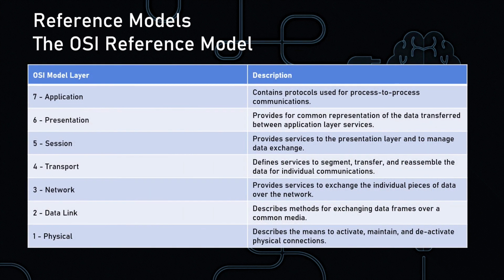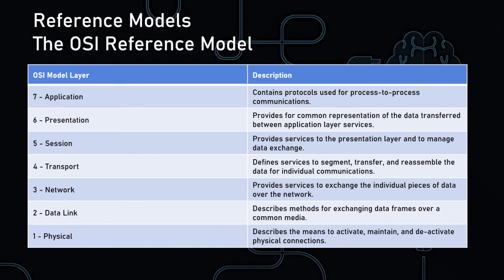The OSI reference model has 7 layers, and we traditionally read it from the top down, the top being the highest number, because that's the highest level of complexity, all the way down to the physical layer, layer 1, which has the least complexity in terms of the actual data being read. So the application layer contains protocols used for process-to-process communications. So that's a web browser talking to a web server, that sort of thing.